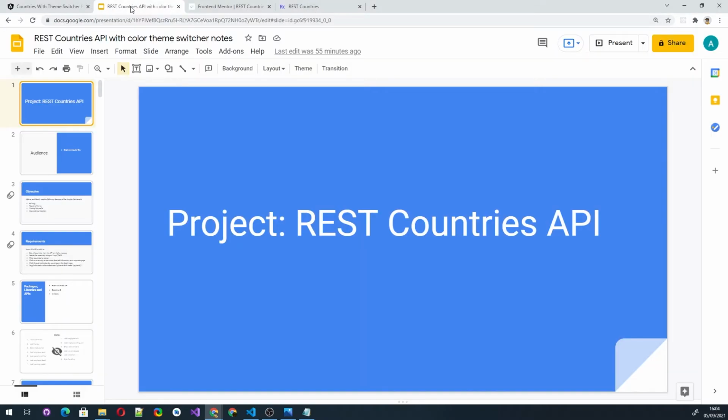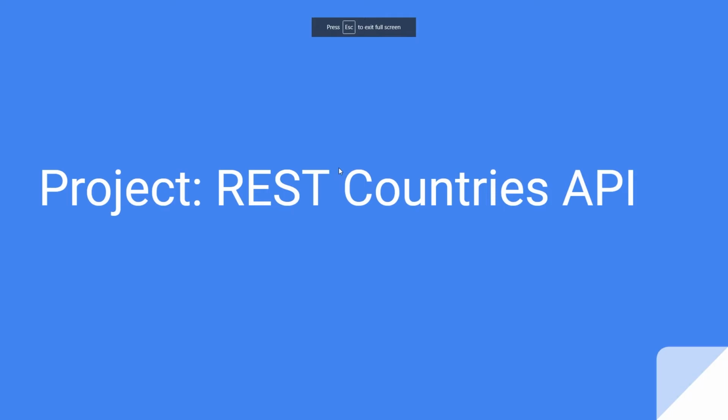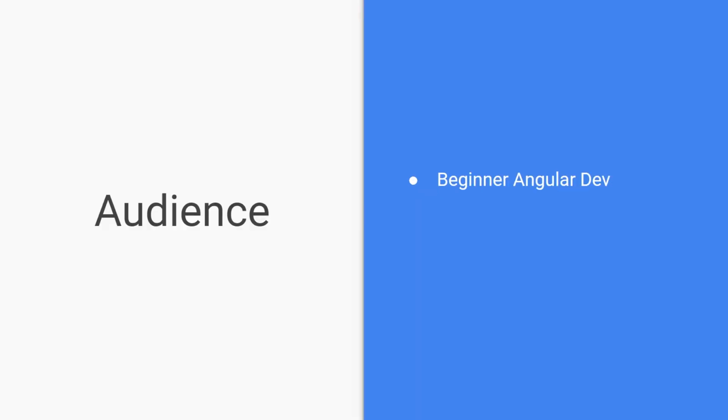Right, so I have got this PowerPoint here and I'm going to go through this quickly. There's nothing fancy here, it just gives you some basic information. The project that we're going to build, you can call it whatever you want. I'll probably change the name, but essentially we're going to build an application that calls countries, and we can switch the color theme from dark to light and vice versa. The audience, I would say, is beginner Angular developers, but again, any developer can have a go at this because you can always learn something from it.